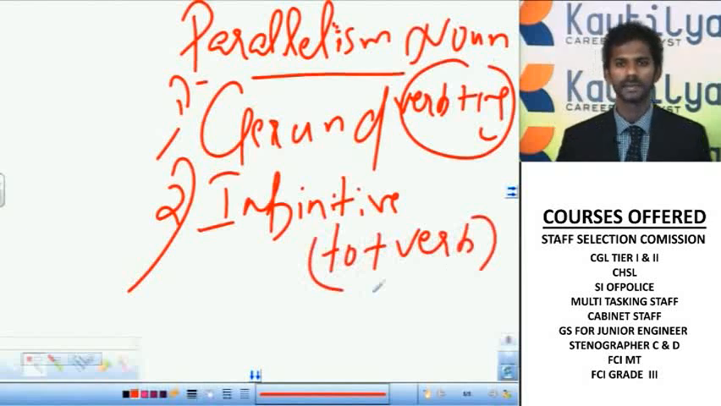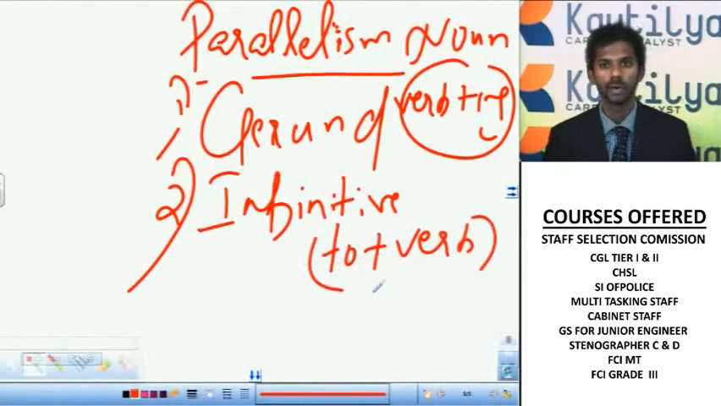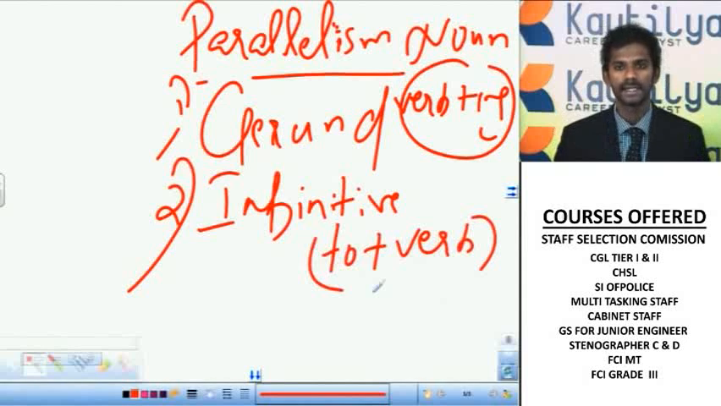I'll give you examples like: Smoking is injurious to health. To smoke is injurious to health. Dancing is a good exercise. Dancing becomes a gerund. To dance is a good exercise. To dance becomes an infinitive. So first concept is gerund, second one is infinitive.